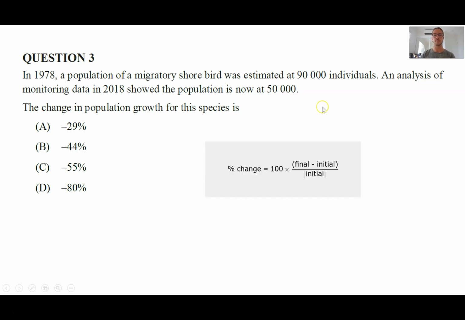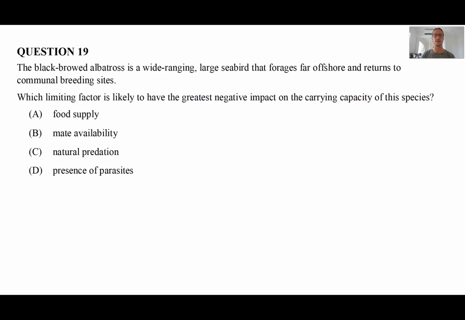So, for that help, here is the formula to be able to calculate percentage change. The final minus the initial over the initial times by 100. So pause the video here and plug those values in. Okay, if you did that, you'll get something like this. Well, 50,000, that was the final, take 90,000, the initial, divided by 90,000 times 100. That was a decrease, so that's why it's negative, by 44%. So the answer is B. Again, study these skills.